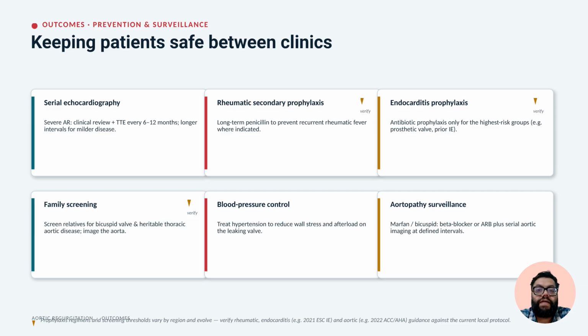Because bicuspid valves and heritable thoracic aortic disease run in families, screen first degree relatives and image their aortas. Control blood pressure to spare the valve and wall. And in Marfan and bicuspid aortopathy, combine a beta blocker or ARB with scheduled aortic imaging. Six simple habits, but confirm the prophylaxis and screening specifics against your local protocol every time.